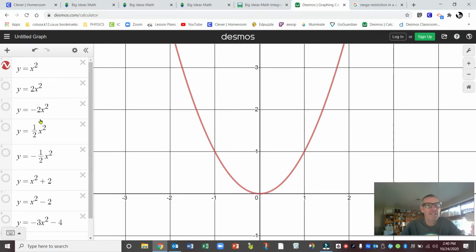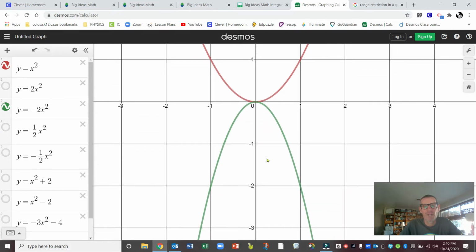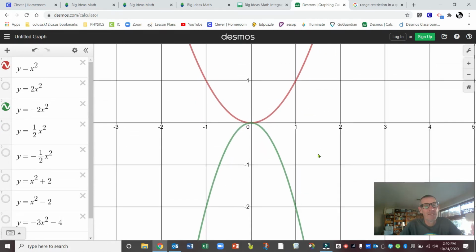If we have an equation like y equals negative 2x squared, we will have the same vertical stretch of 2, but a negative a value will cause a reflection over the x-axis. So our parabola will open down. Now you can see we have a parabola that is narrower than the parent function because of the 2, and it's opening down because of the negative a value.